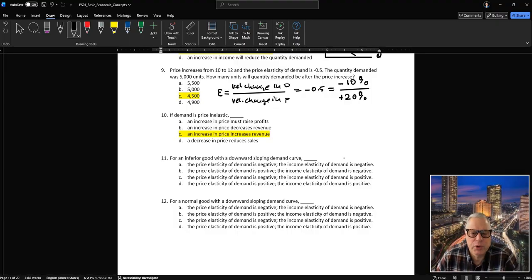For an inferior good with a downward sloping demand curve, the price elasticity of demand is negative. That's correct, because if it's a downward sloping demand curve, the price elasticity of demand is always negative. The income elasticity of demand is negative. So if it's an inferior good, A sounds pretty much correct. The price elasticity of demand is positive? No, that's nonsense. The price elasticity of demand is negative. Yeah, that's correct. But the income elasticity of demand is positive? No, then it would be a normal good. The price elasticity of demand is positive? So no, it is A.